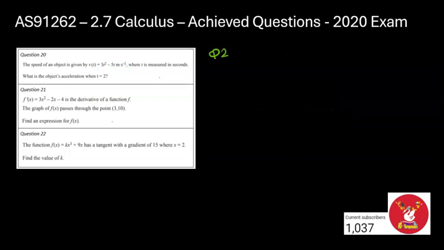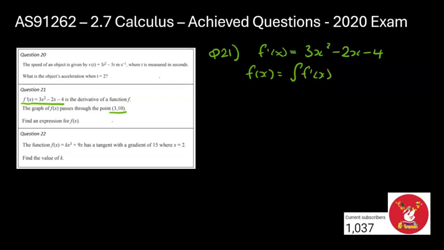Okay, we are now looking at question number 21, and f dash x, difficult to see, but we've got a gradient function here, and the original function passes through the point (3, 10), and we've been asked to find the original function. So finding the original function, we know it's going to be integration related, but let's get into it. So we know that f dash x will be equal to 3x squared, just writing down my question as I always do, minus 2x minus 4. So I'm trying to find f x, and that's always going to be the integral of f dash x in terms of x. So we're going to need to integrate.